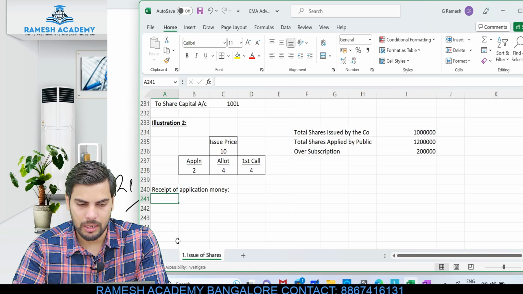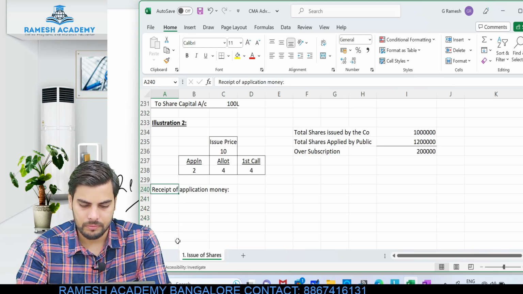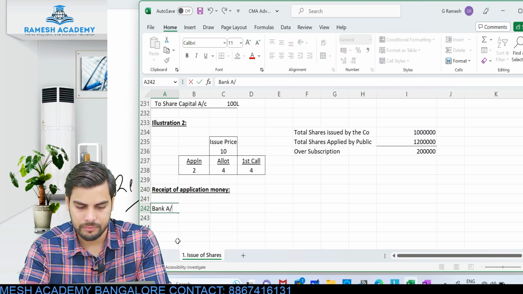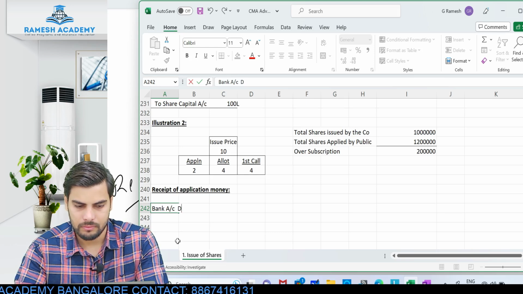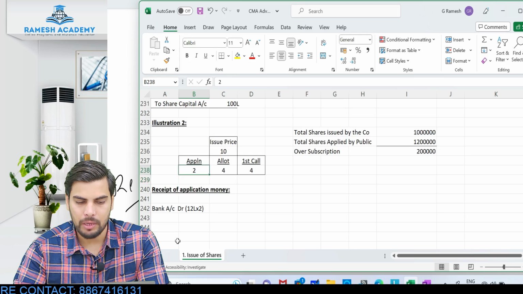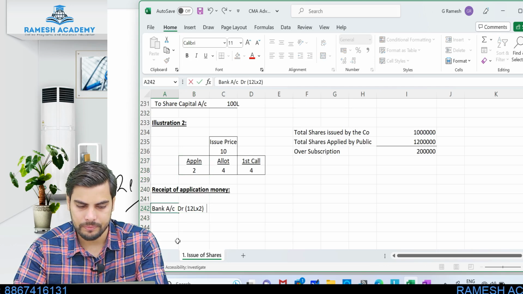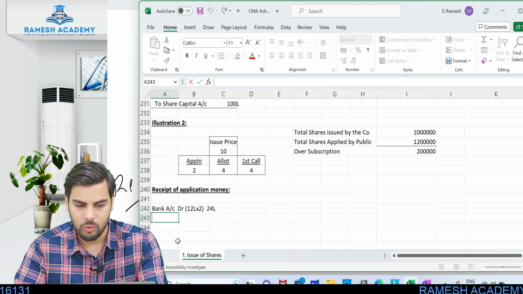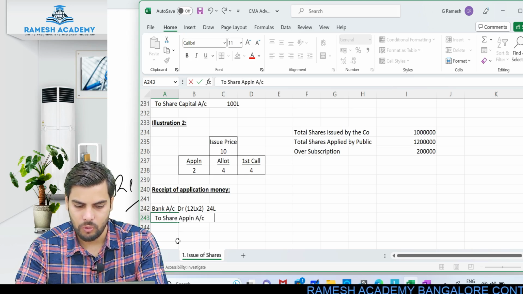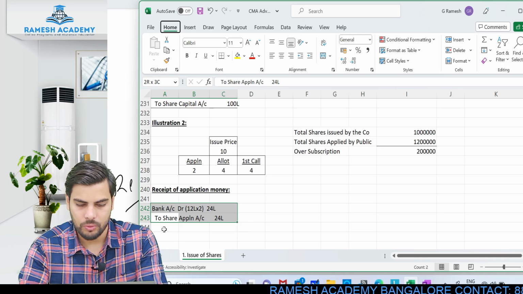So the first entry would be like this: Bank account debit, to the extent of 12 lakh shares. So 12 lakh into 2. Why is it 2 rupees? Because application money is just 2 rupees. So 12 lakh into 2 would be 24 lakh, to share application account, 24 lakh. This would be the first entry.